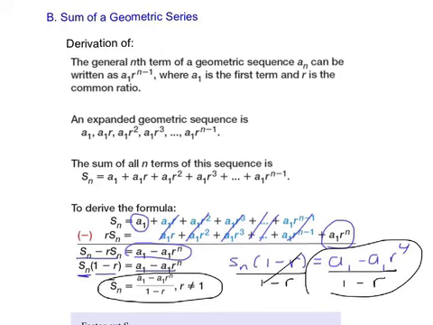Now, notice there's a restriction here. Why is this restriction right there? Well, if I were to plug a 1 in there, I would get 1 minus 1, which is a 0. It can't be undefined. So that's why we have to restrict it and say that my ratio cannot be equal to 1.